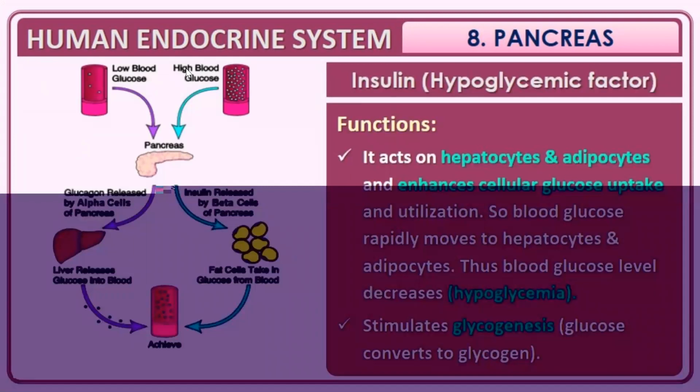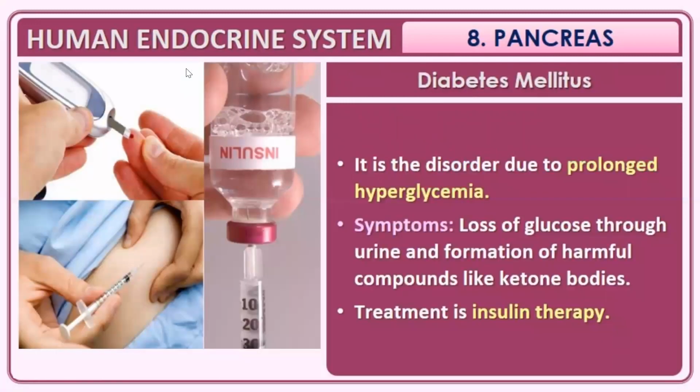Insulin is the hypoglycemic factor. The function of insulin is that it acts on hepatocytes and adipocytes. It enhances cellular glucose uptake and utilization. So blood glucose rapidly moves to hepatocytes and adipocytes of the body. Thus, blood glucose level decreases, that is hypoglycemia. Insulin stimulates glycogenesis, that is conversion of glucose to glycogen in the body.